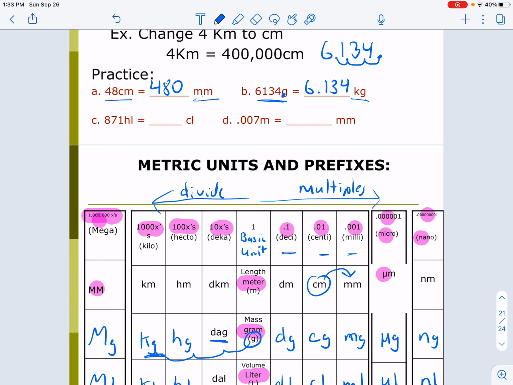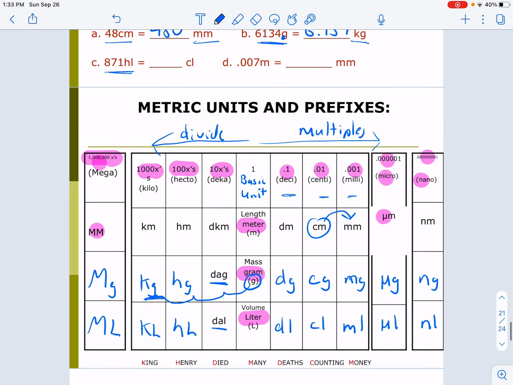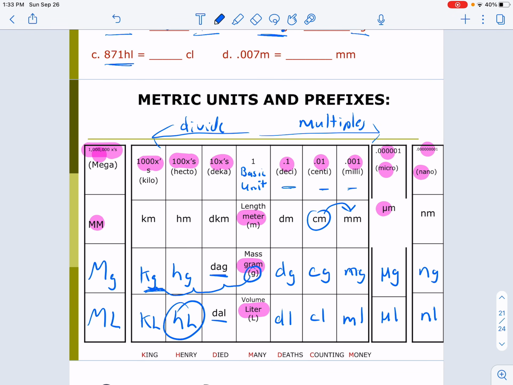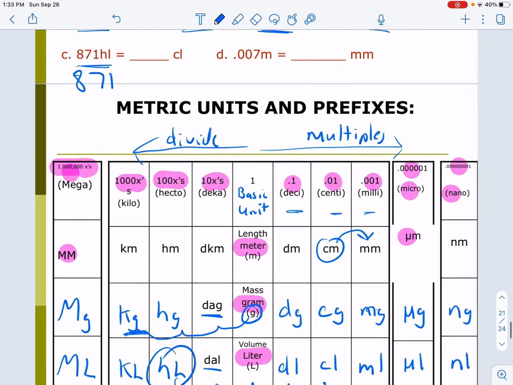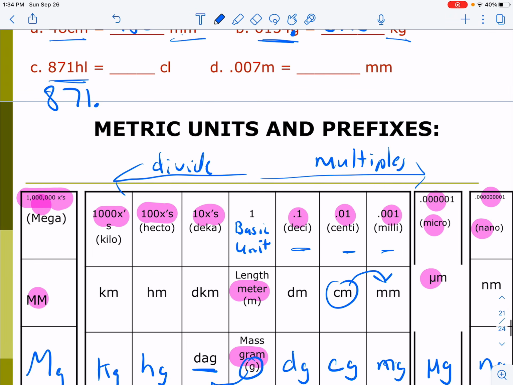All right, moving on. 871 hectoliters to centiliters. So I need to find hectoliters. Here's hectoliters. And I need to go to centiliters. 1, 2, 3, 4 places to the right. So I'm going to move my decimal 4 places to the right. If I have this number, 871, my decimal is always at the end if it's not shown there. So 4 places to the right, 1, 2, 3, 4. I can plug in my number there, and that gets me 8,710,000 centiliters.